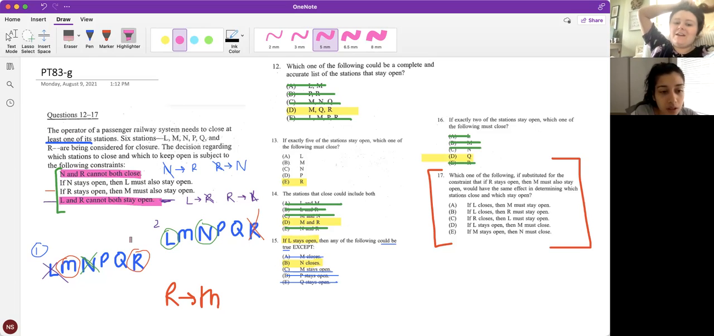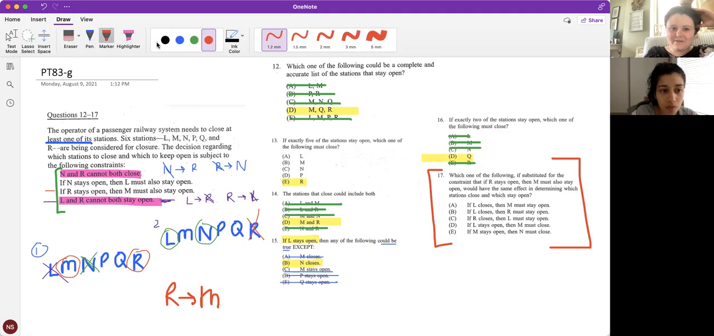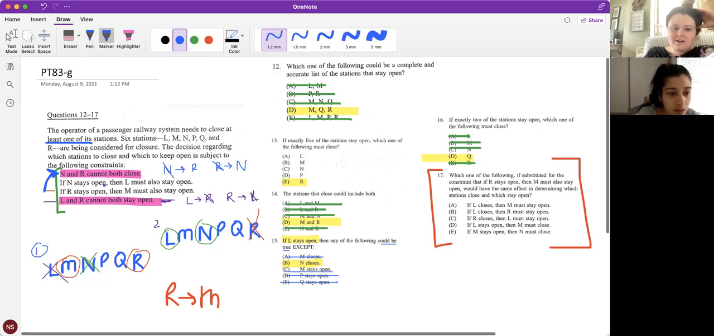I'm trying to word this better. If we have R, we have M, where L and R cannot both stay open. So what could we say? Or N and R cannot both be closed? Okay, I'm just going to do this once for you so you can see, because I don't have a very good way of explaining it and I apologize. But what I'm thinking here is N and R cannot both be closed.